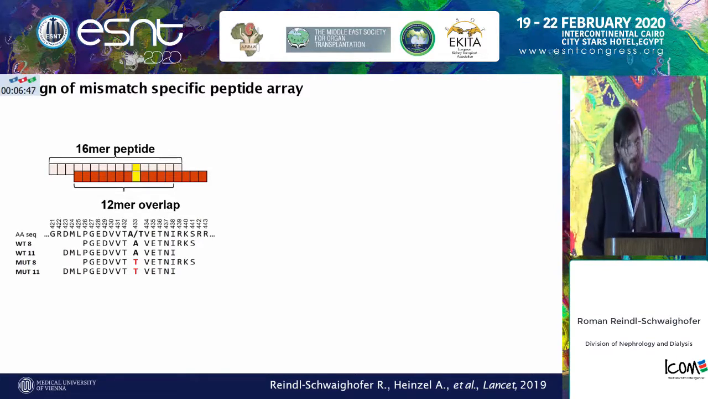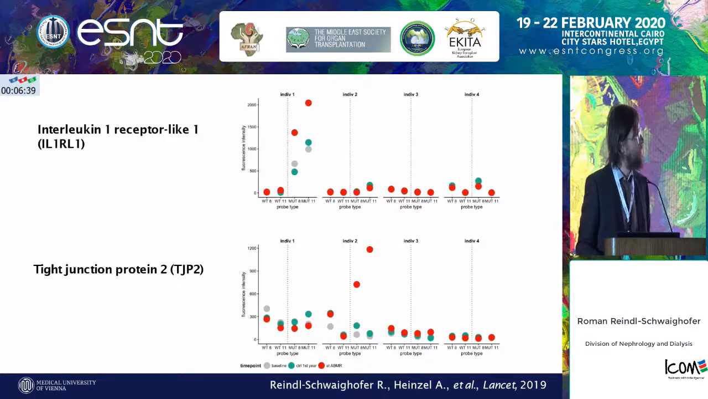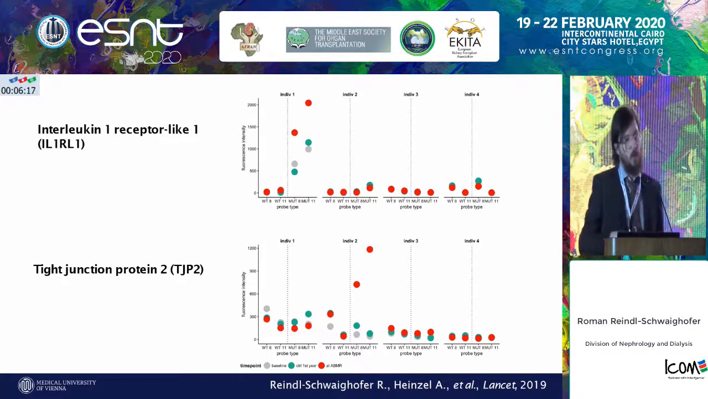And then we looked for mismatch-specific antibody response by incubating serum from recipients at specified time points after transplantation. And this is just an example. For example, for the interleukin-1 receptor-like 1 protein, we could identify in one individual who was mismatched, at the time of rejection, a mismatch-specific antibody response, while the other individuals were not mismatched for this variant and did not show an antibody response. And the same is true for this other protein. In total, we identified 16 of those mismatched peptides where we could identify a directed alloimmune response.